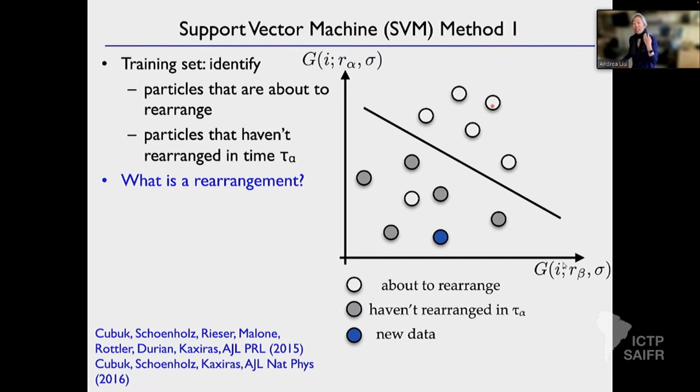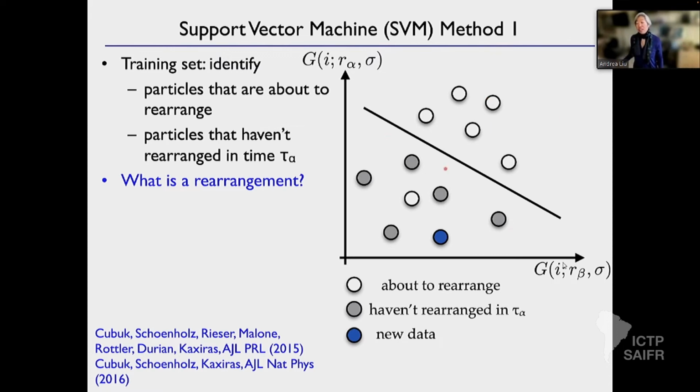So it's the G of R, the local pair correlation function for each particle, is a point in this high dimensional space. And now you take these points and you color them. They're either white or gray here. The white is they rearranged in the next instant. Gray is particles that haven't rearranged for a long time, for a relaxation time in the past. They have not rearranged. So this is where I use dynamical information, in the training.